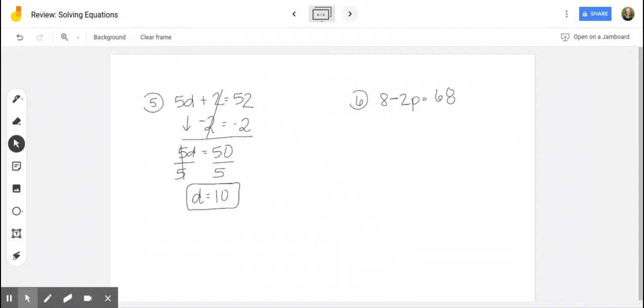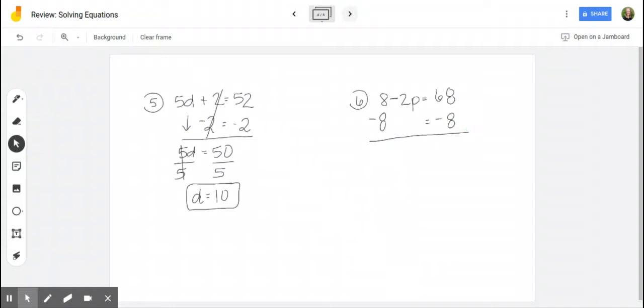So I'm going to get rid of this 8. But I don't see a sign out in front of the 8. It doesn't have a plus or a minus or anything out in front of it. So how do I know what to do? Well, if I had 8 candy bars and I needed to get rid of them, wouldn't I subtract them from my supply? So a +8, to get rid of it, you would subtract 8. But if we do something to one side, we have to do it to the other.